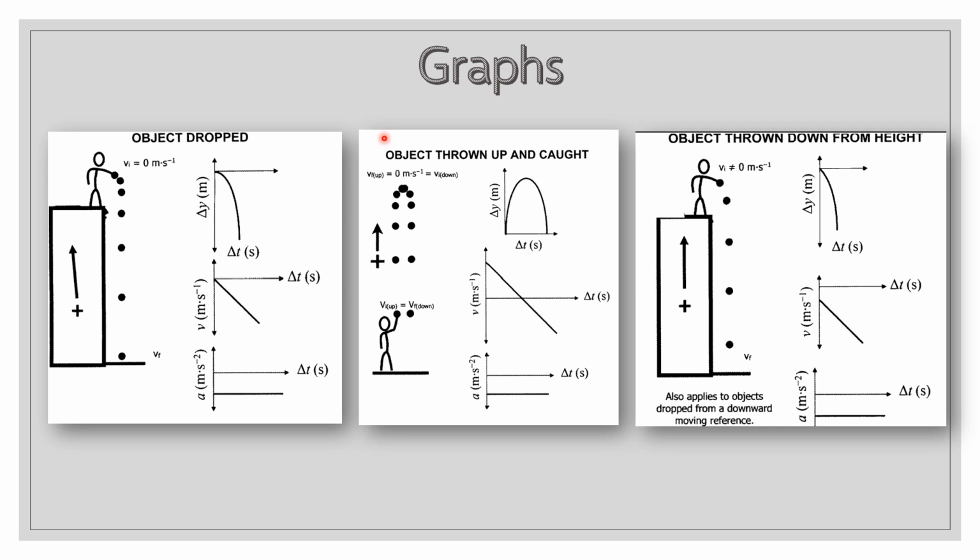Upwards is taken as positive again. When it reaches maximum height, your velocity is 0. These are the three graphs. I want you to learn them by heart as well.